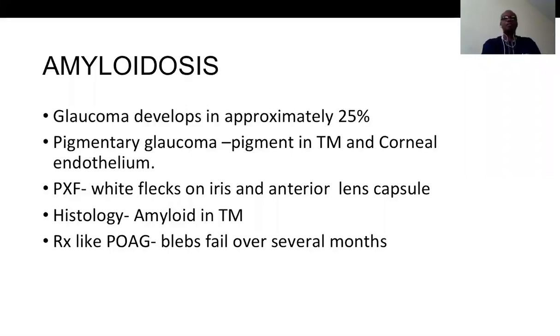The treatment for glaucoma in amyloidosis is like primary open-angle glaucoma. However, their blebs tend to fail, again because of deposition of amyloid within the bleb.